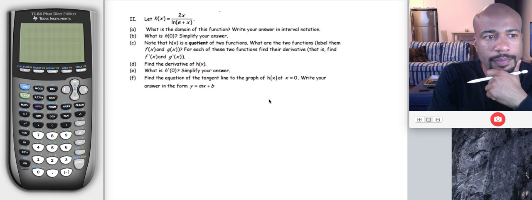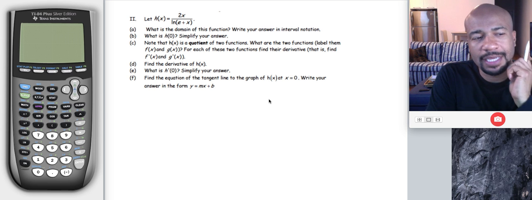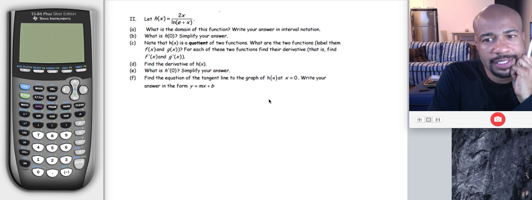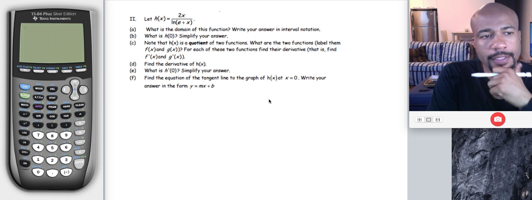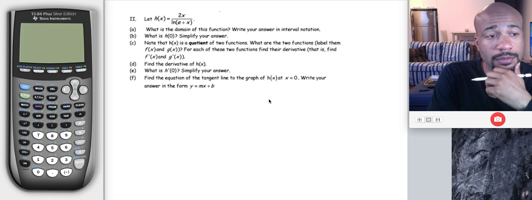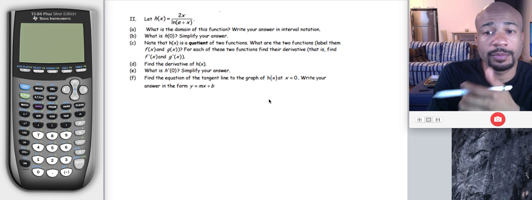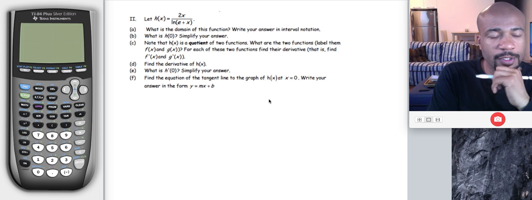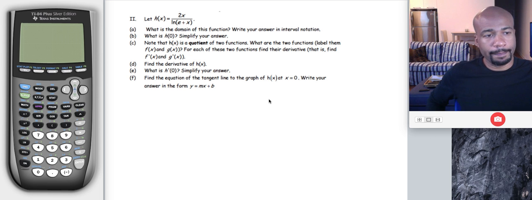That first problem's done, let's get into the second one. So this one has a lot of parts, but it's pretty much the same problem that you had in the previous. So problem one and problem two are pretty much the same in terms of what she's asking, but I will say this one she is forcing you to use the quotient rule, which again I'm not a fan of, and you'll see why when we do this problem.